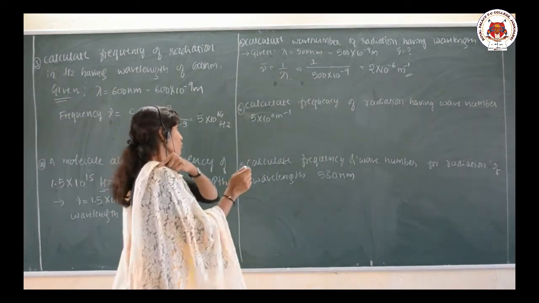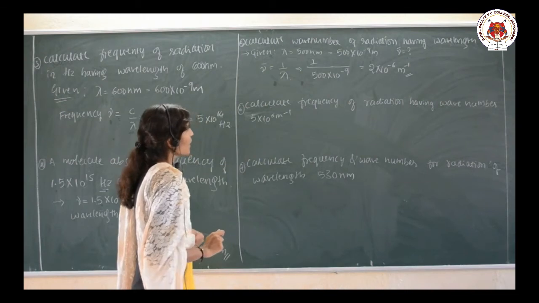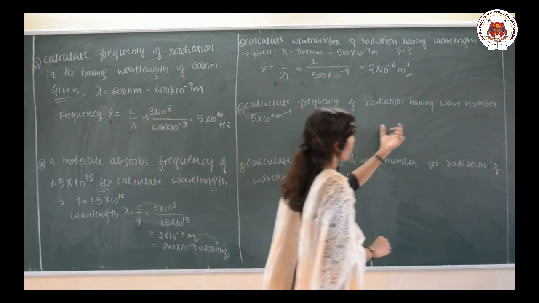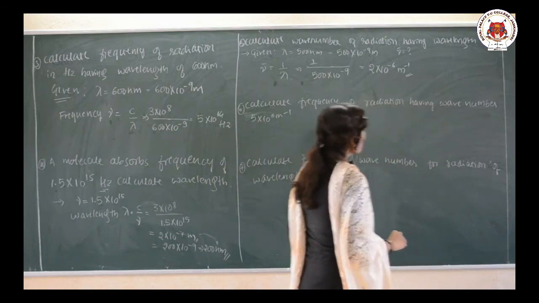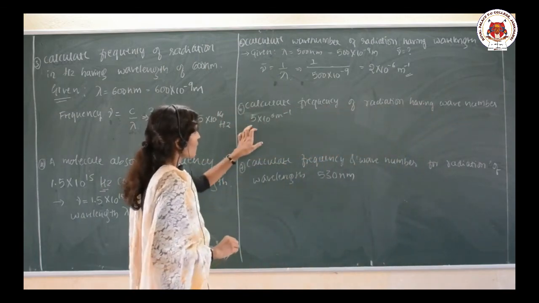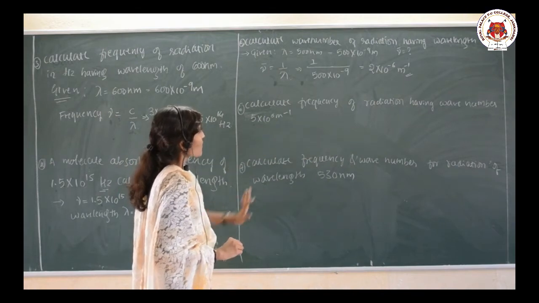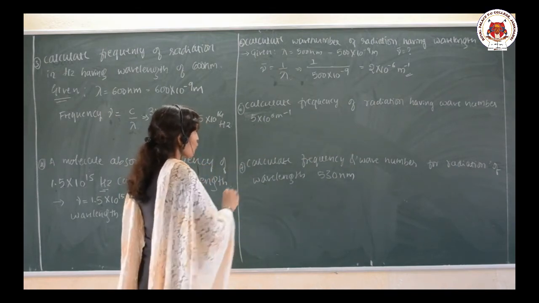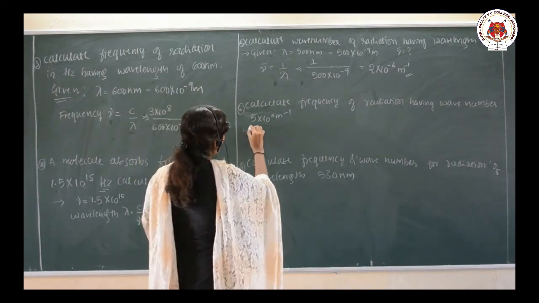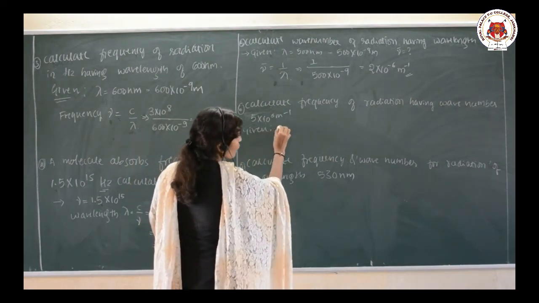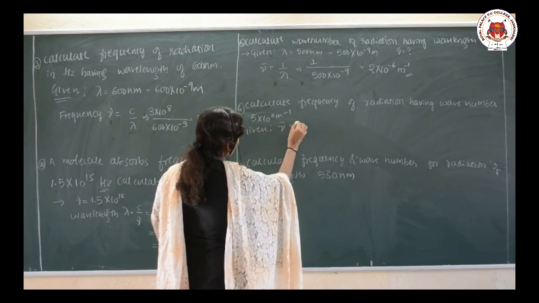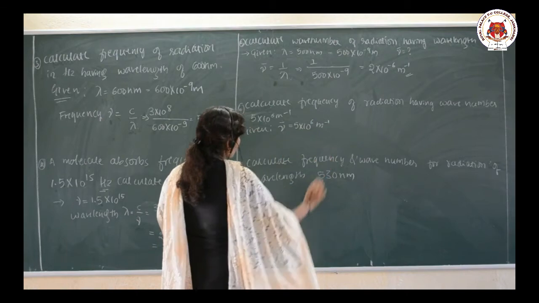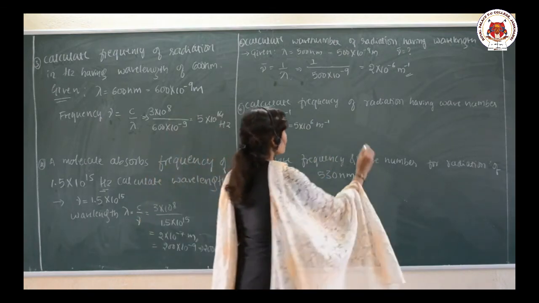Clear? So, next: calculate the frequency of the radiation having wave number. It means they have given the wave number, that is 5 into 10 to the power 6 per meter. We need to find the frequency. So, given is the wave number nu bar, that is 5 into 10 to the power 6 per meter. This is the nu bar. We need to calculate nu.